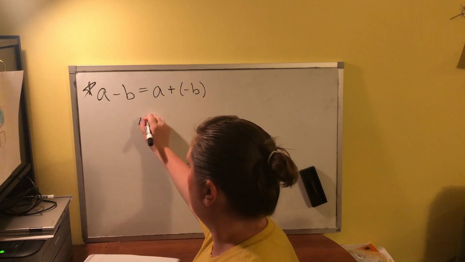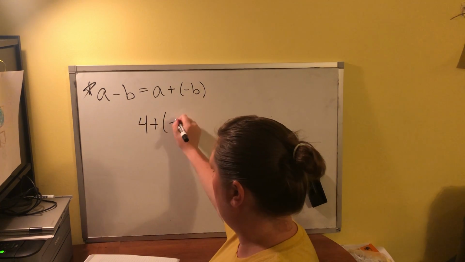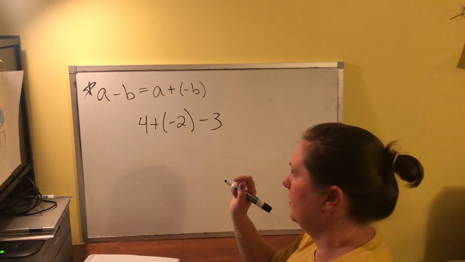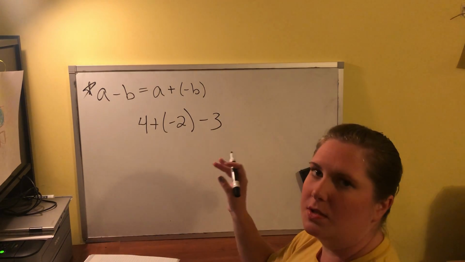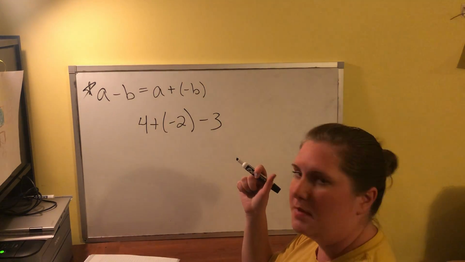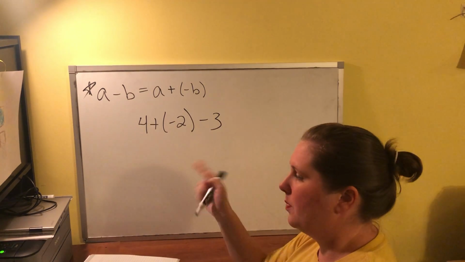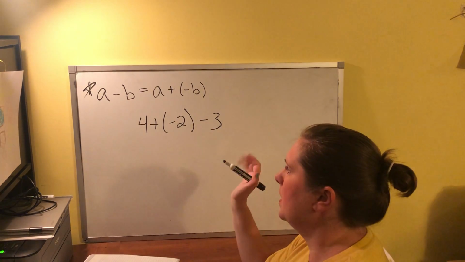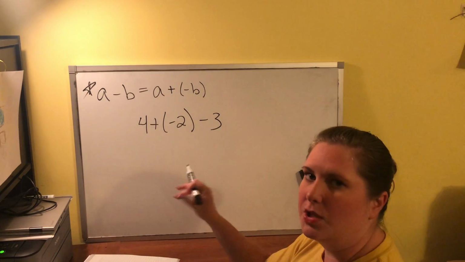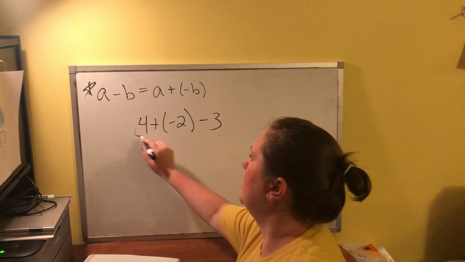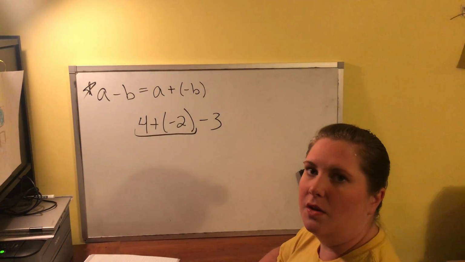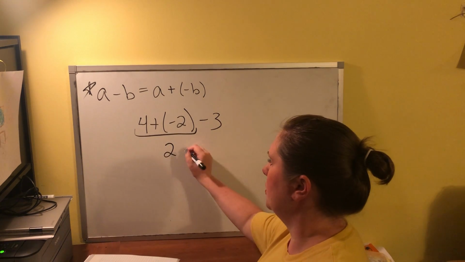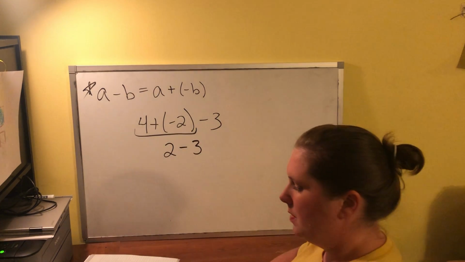So let's do some examples where we might have to apply a little bit of order of operations, okay? So remember, order of operations, we start with PEMDAS, please excuse my dear Aunt Sally, right? Parentheses, exponents, multiplication or division as it occurs from left to right, and addition or subtraction as it occurs from left to right. So we need to handle the addition first, okay? So this is 4 plus -2, which leaves us with 2 minus 3.